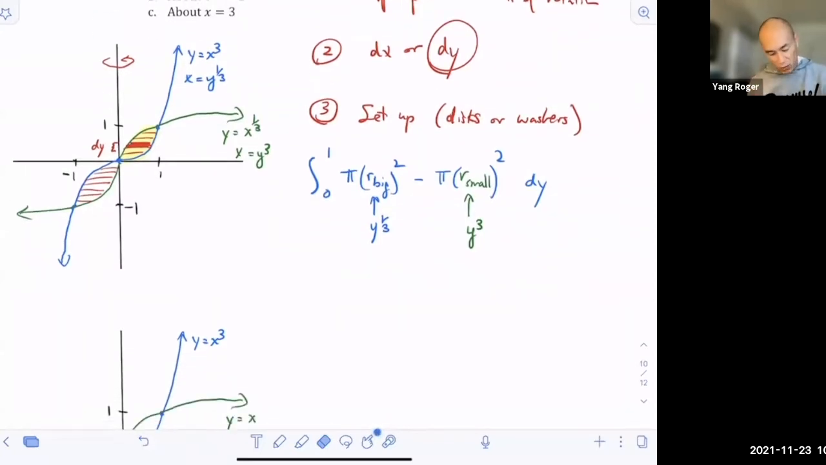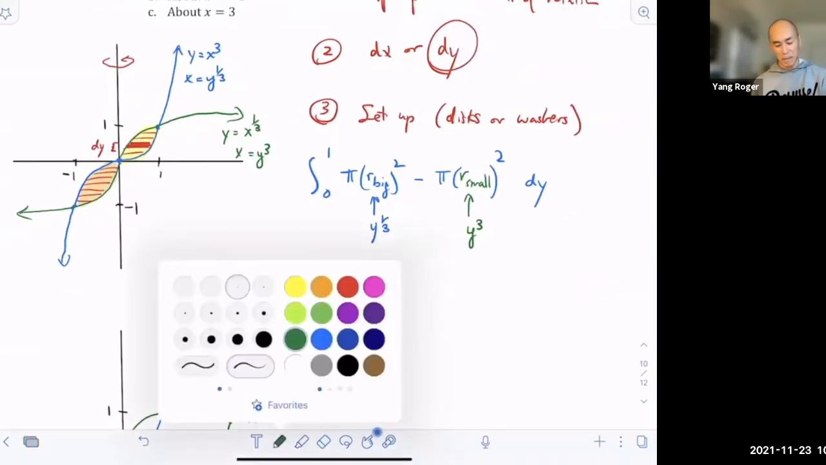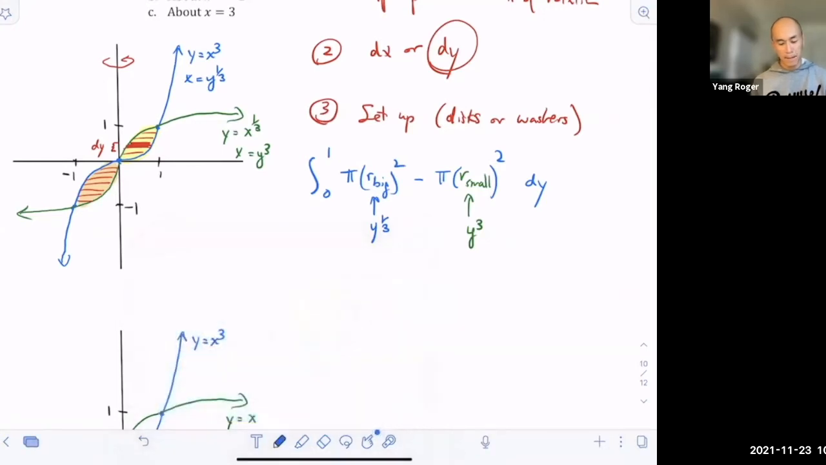Let's now find that orange chunk. If I find the orange chunk over here, I hope you can see we have the same scenario. We're still going to integrate. It's still going to be a dy type thing because the little bit of thickness lies on the y.